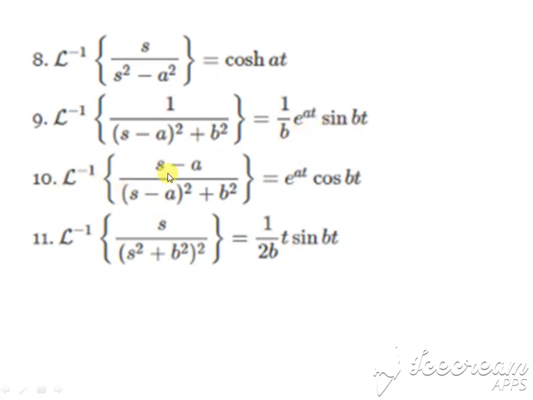So 10th one, L inverse of (s minus a) by (s minus a) the whole squared plus b squared. Here, in both numerator and denominator, instead of s we have s minus a, so the shifting term is e^(at). After eliminating a, we have s by s squared plus b squared, which gives cos bt. So next one, L inverse of s by (s squared plus b squared) the whole squared is equal to 1 by 2b t into sin bt. For that we have to use the differentiation property. We will discuss it in the next PPT.